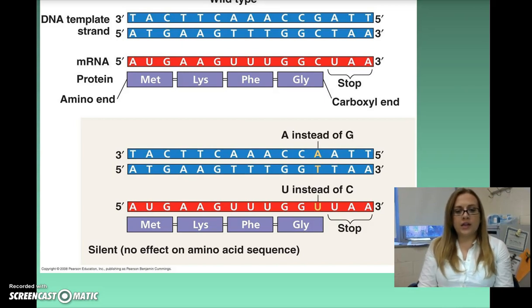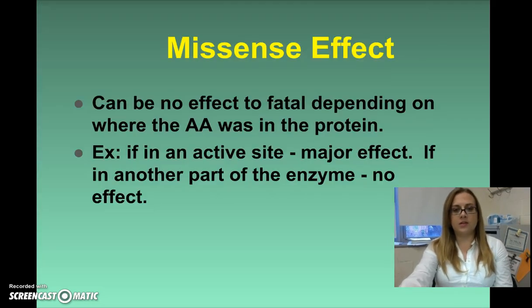And that's what you're looking at here. So we have an A instead of a G, which makes this a U instead of a C in the mRNA. However, you're still going to get the same amino acid, and so this is considered silent, so there's no effect on the amino acid sequence.